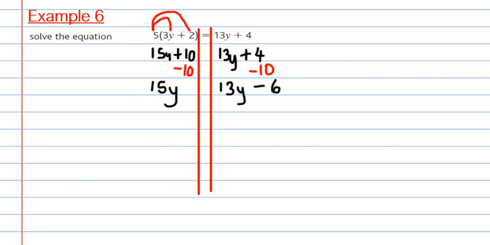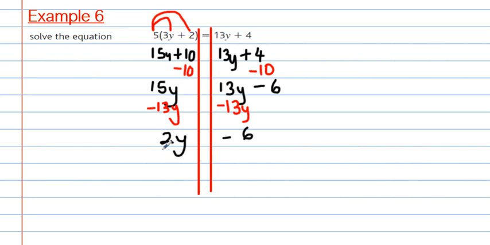Okay, I tidy now because I want all my letters on one side. So I'll get rid of this 13y. So minus 13y. Do the same here. Minus 13y. Then I tidy. That will be gone, so I'll be left with minus 6 on this side. So I'll have minus 6. And then 15y take away 13y will give me 2y.